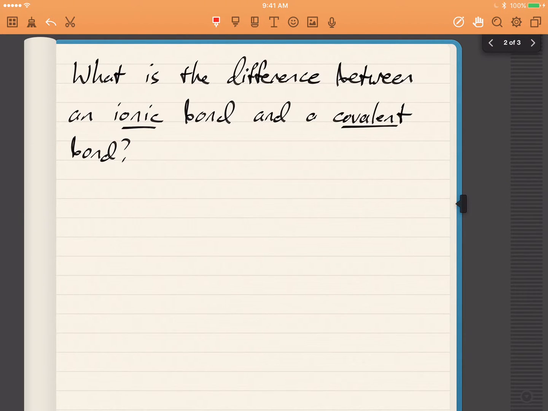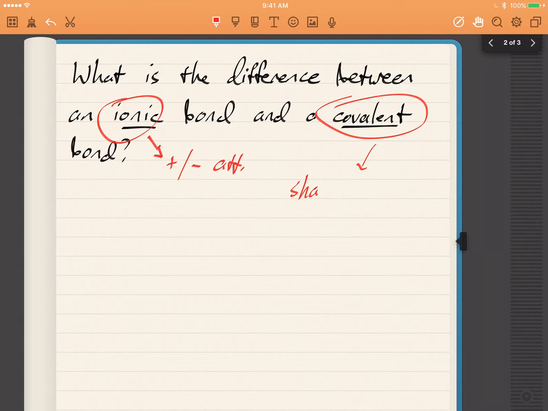Compounds can form in a couple of different basic ways. We're going to talk about the difference between an ionic bond and a covalent bond. Basically, it comes down to ionic being based on plus-minus attraction and covalent being based on shared electrons. But we'll see that in a second.